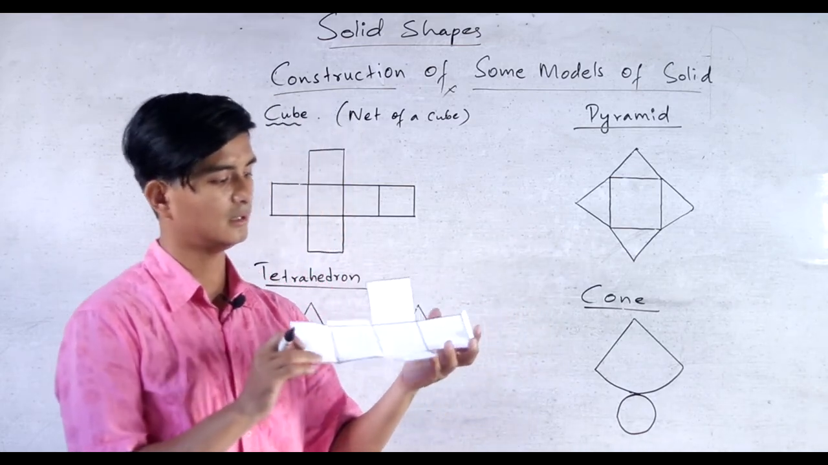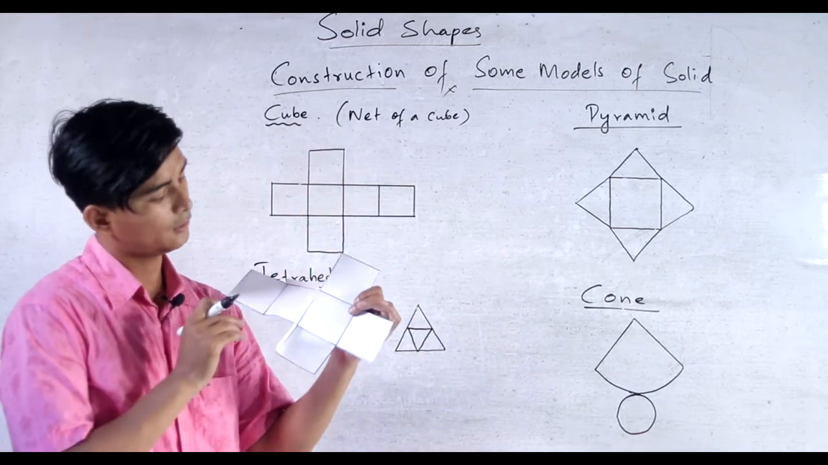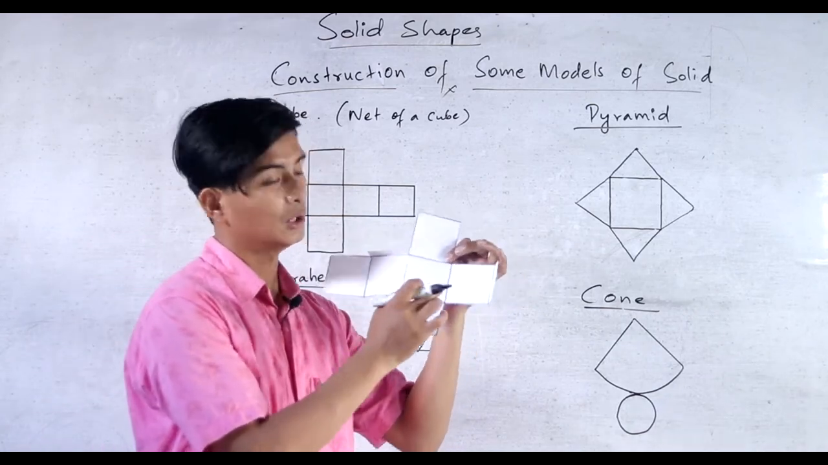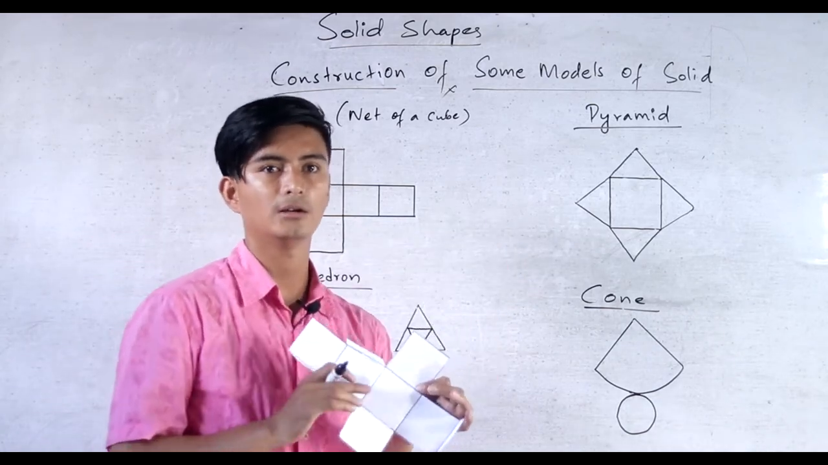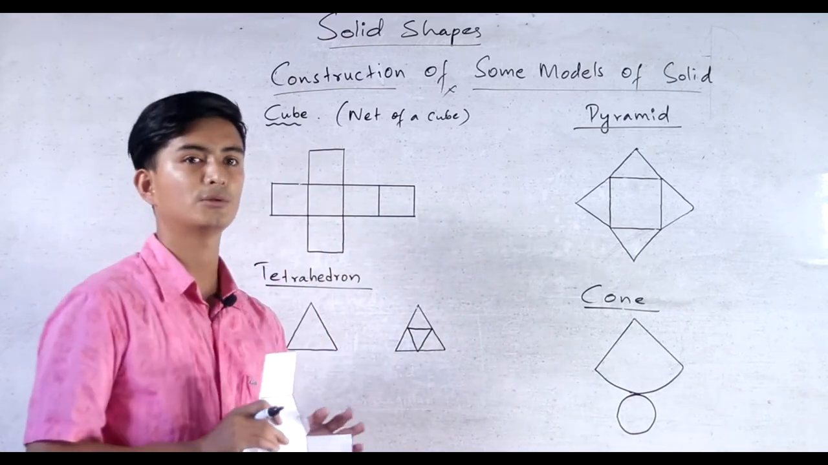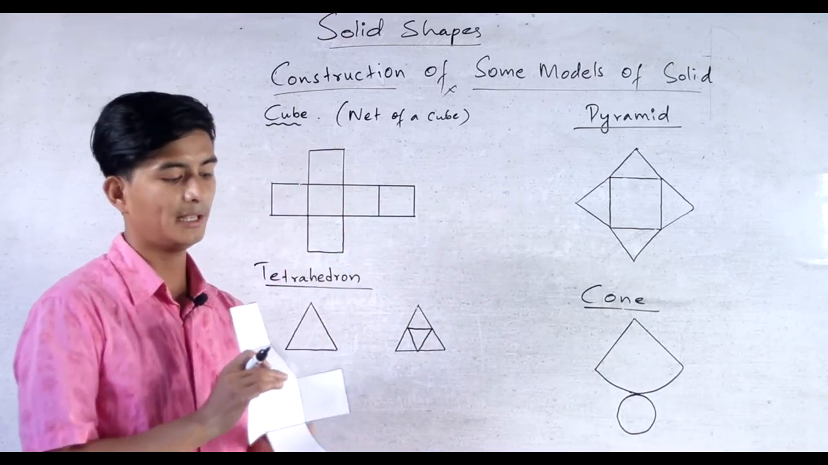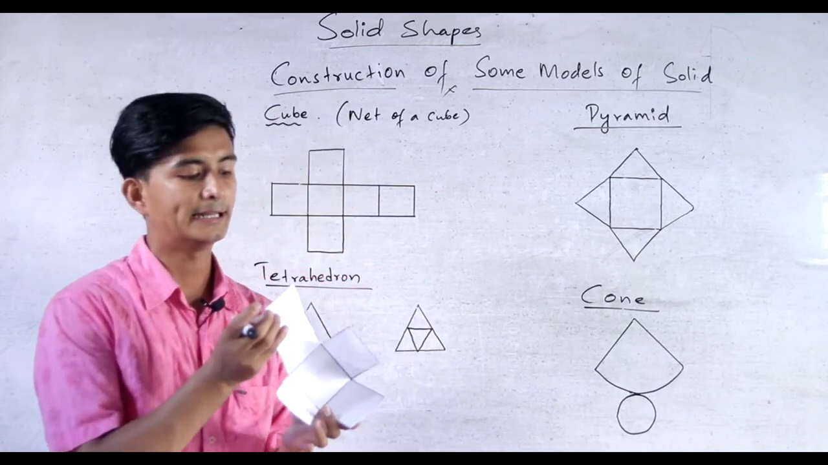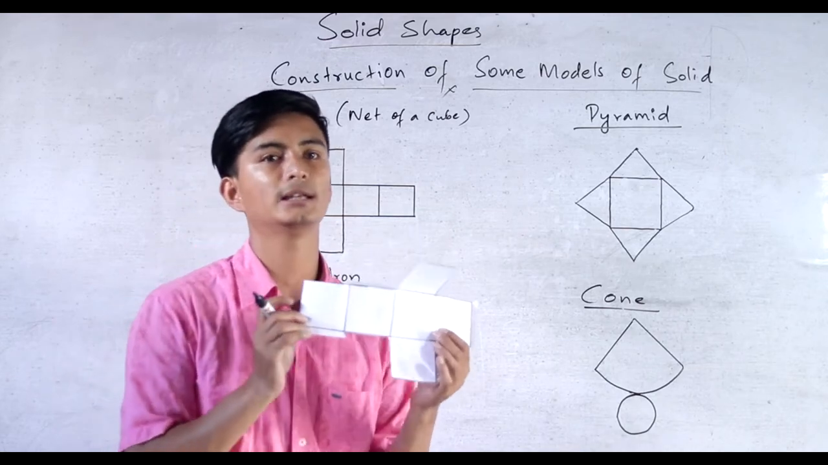So for drawing a net for a cube, the sides of all these must be equal. When you make this, you have to make all sides of the net equal. Then only you'll get a perfect cube. To get a perfect cube, when you make the net you have to take all sides equally.